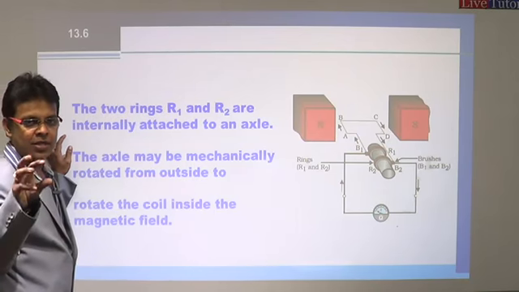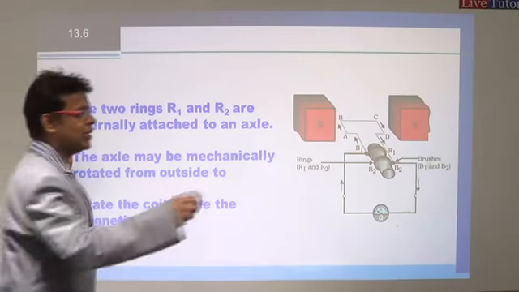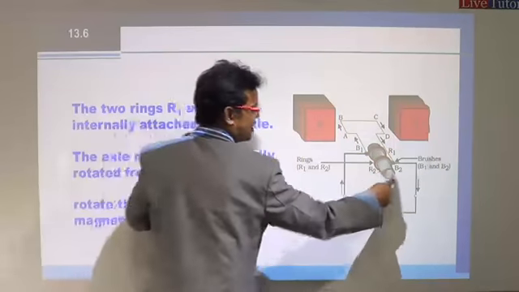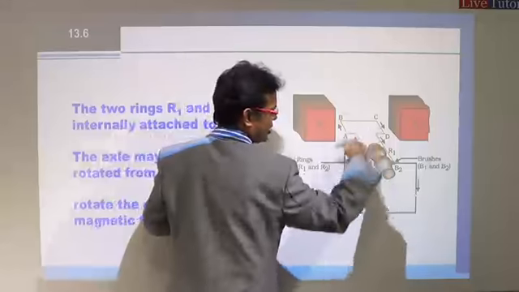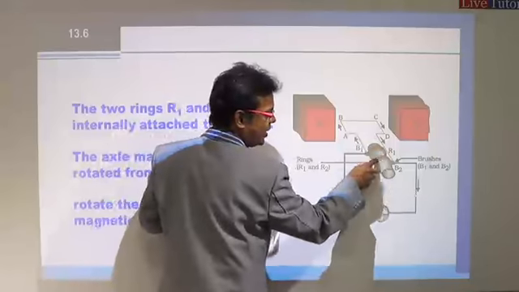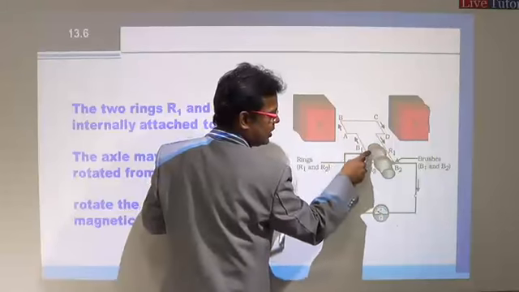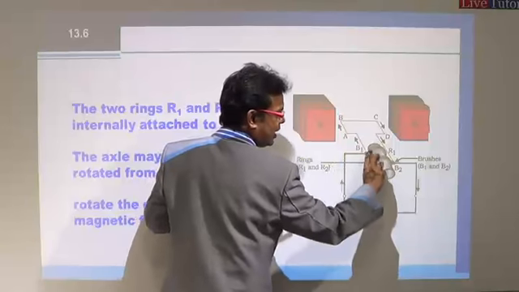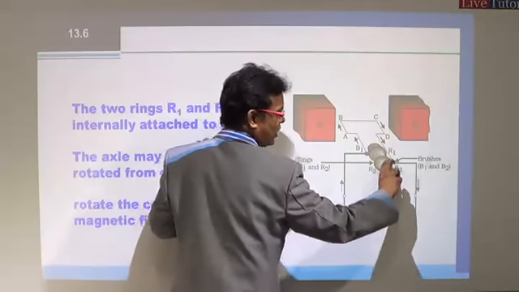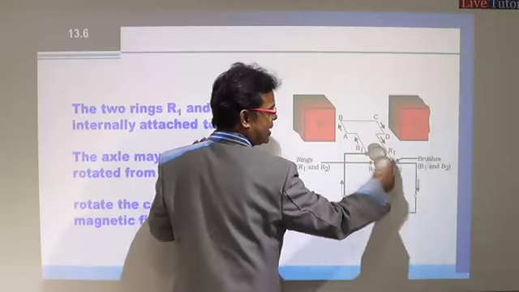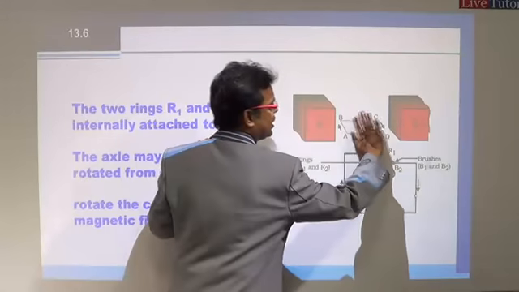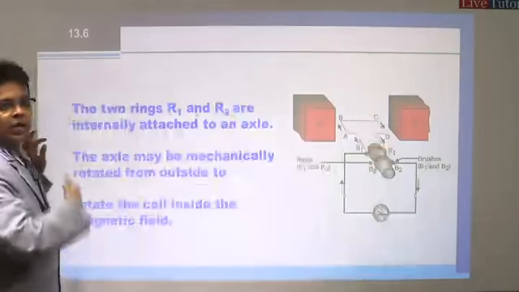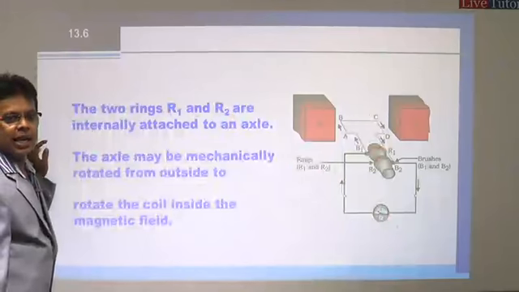Because the axle is the one which we are going to rotate, so that the coil is going to rotate. So if this axle is rotated, the coil will start rotating. That is why, because the ends are connected to these rings, the rings should be connected to the axle. So when you rotate the axle, the rings will also move along with the axle, so that the coil will also rotate about that axis.